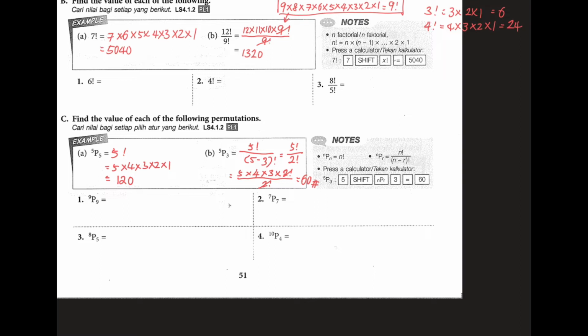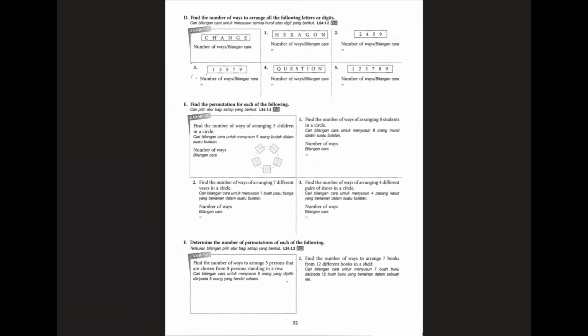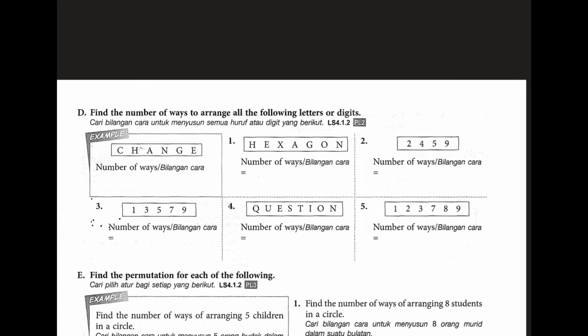Okay, so now let's move on. We look at the next page. The next page is the starting of the permutation, where we have to build up the skill in calculating by using the idea of permutation. So remember, permutation means arrange some objects. The keyword is arrange. You can see here, arrange is used here. Find the number of ways to arrange all the following letters or digits.